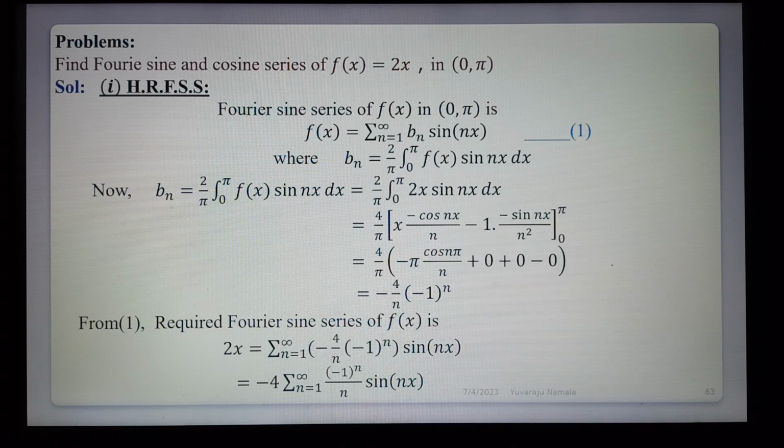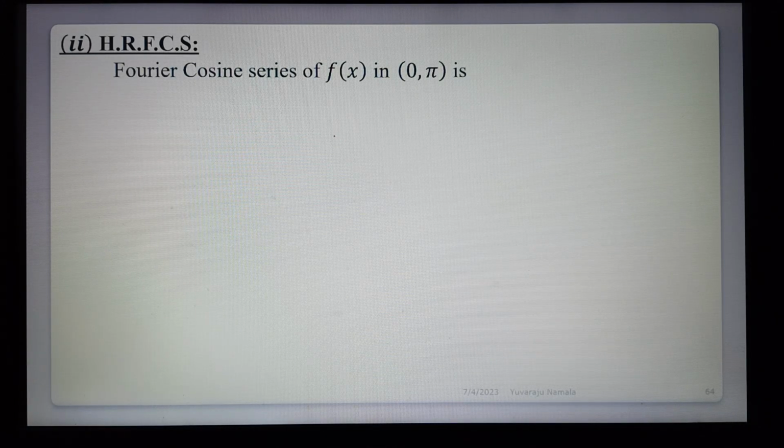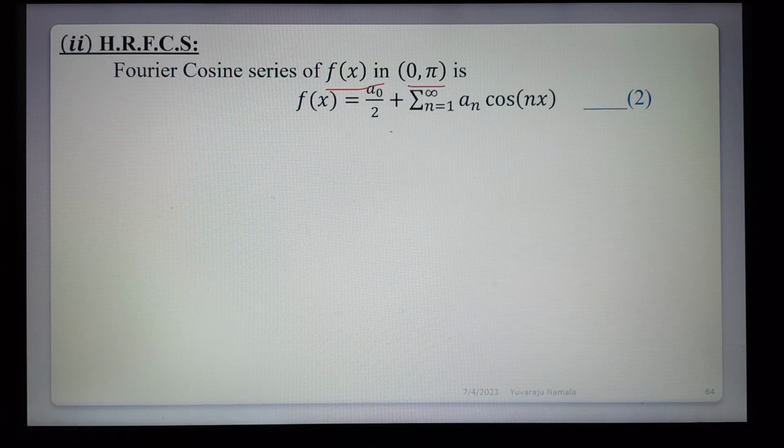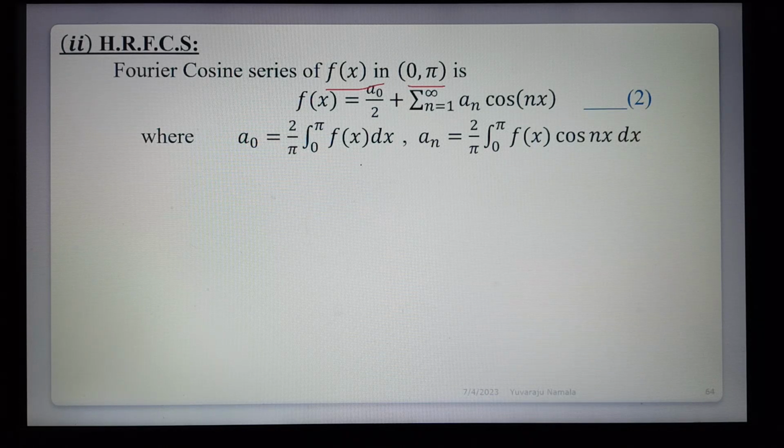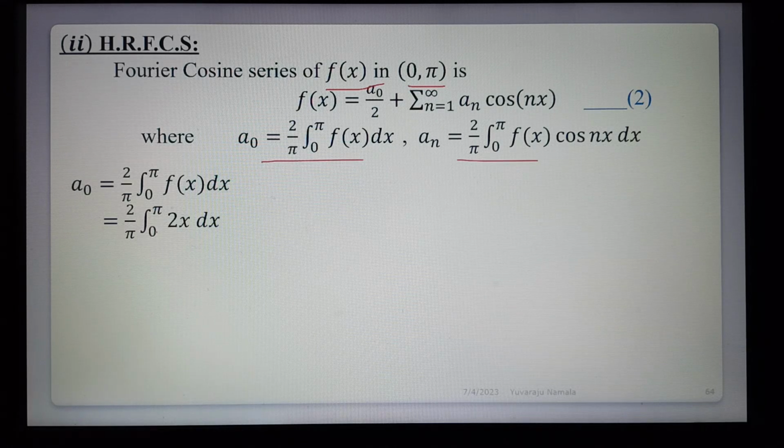So next one, continuation: find the half range Fourier cosine series. The half range Fourier cosine series of f of x in the interval 0 to pi is f of x is equal to a0 by 2 plus summation n is equal to 1 to infinity an cos nx. First finding a0: a0 is equal to 2 by pi into integration 0 to pi f of x dx. So 2 by pi, 0 to pi, f of x is equal to 2x into dx.